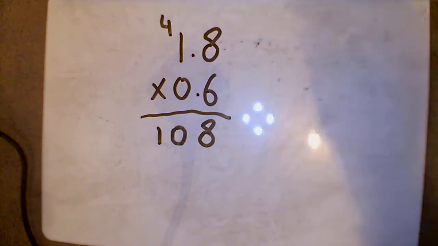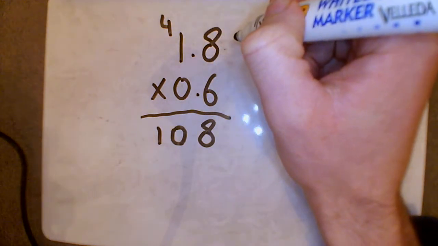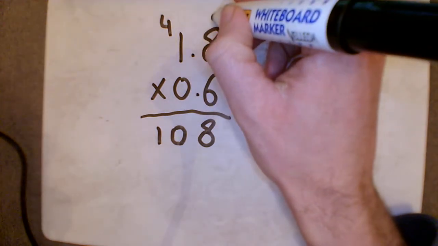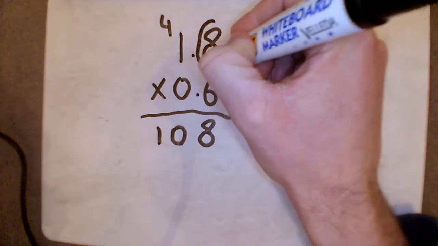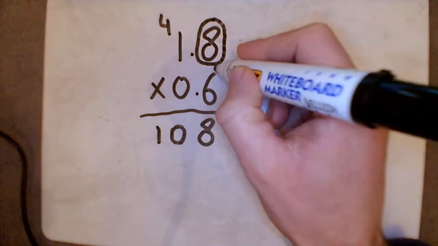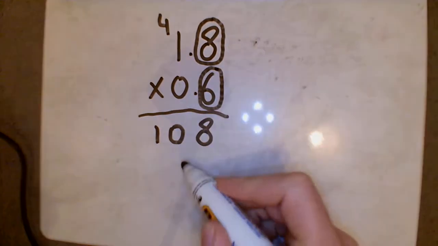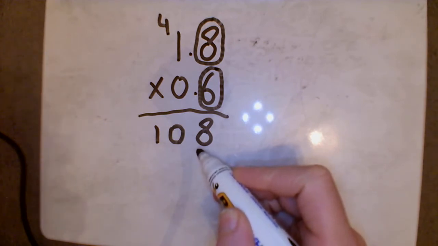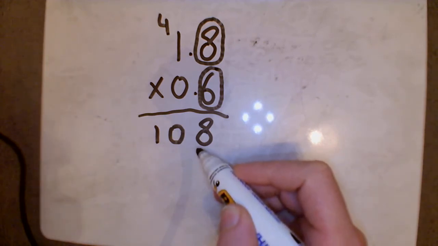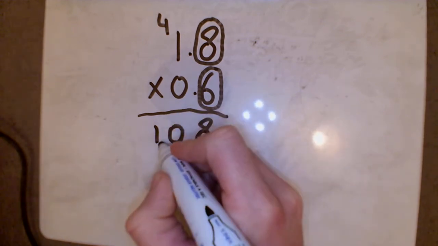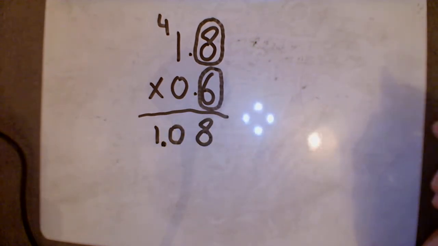Now, how we decide is we look at any number that comes after the decimal point, and we put a circle around it. So there's 1, there's 2. So that means in my answer here, there has to be 2 numbers after the decimal point. So what you do is you count in 1, 2, and then you put in the decimal point. So the answer is 1.08.